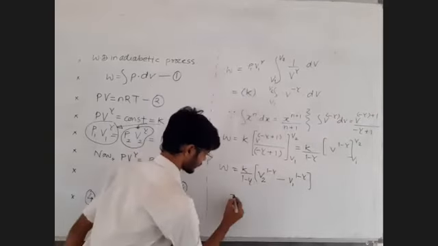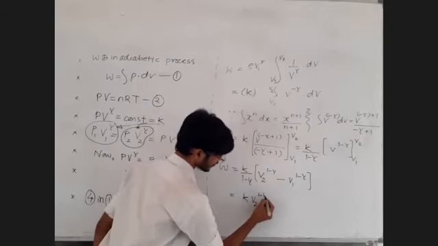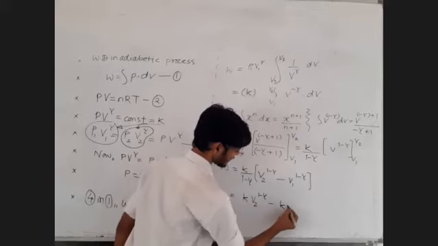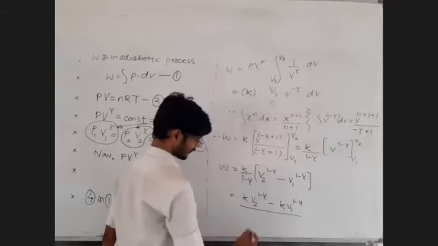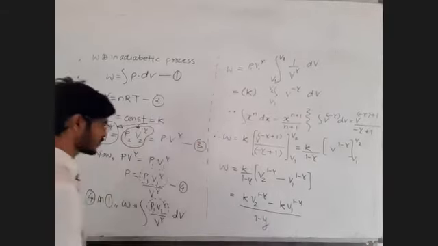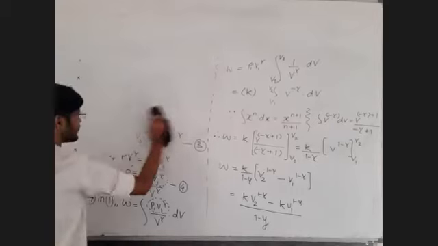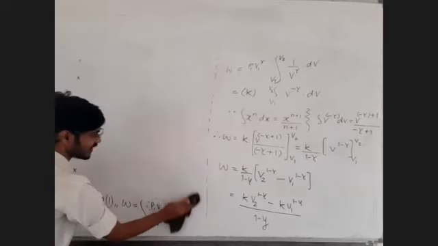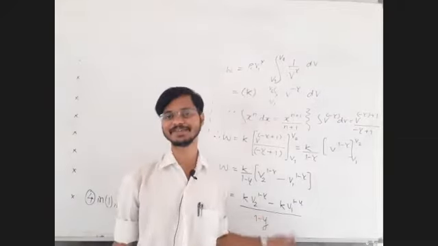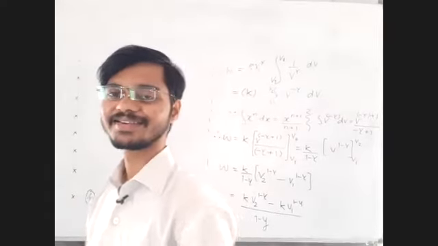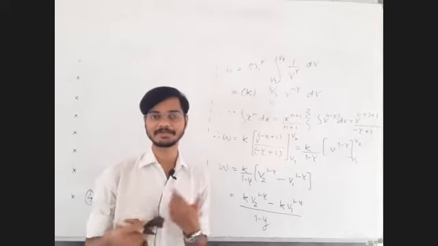See, what I am doing is this: K into V2 raised to 1 minus gamma minus K into V1 raised to 1 minus gamma. Now here there will be one smile on your face. Why sir is doing like this? Because the next step will bring you a little bit of a smile, because this K I will be replacing with P2 V2 raised to gamma, and this K I will be replacing with P1 V1 raised to gamma. Isn't that interesting? So that the final formula will have some sort of form that can be easy for remembering.